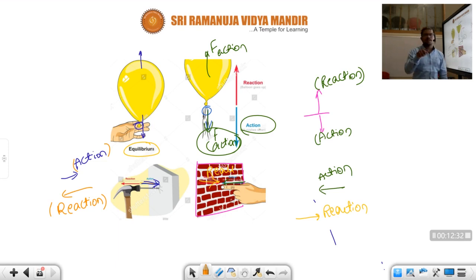Okay. When you are beating with a hammer onto the wall, what will happen, children? That hammer exerts force on the wall. That is action. The same force, that wall also returns to the hammer. That's why it comes back. That is reaction. Action, reaction. Okay, children? In which direction? Action is in one direction, reaction in the opposite direction. So both will be in opposite directions with the same magnitude.